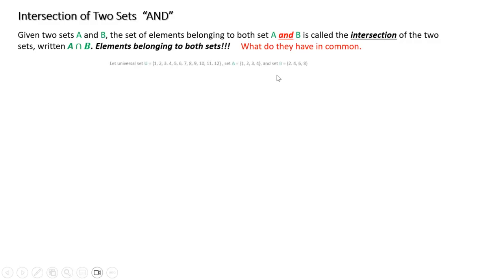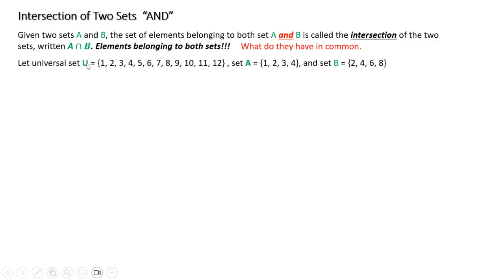So for example, this is my universal set. It's the numbers from 1 to 12. Set A is the numbers 1, 2, 3, and 4. And set B are the numbers 2, 4, 6, and 8. So find A intersects B. I'm going to go to A and B. What do they have in common? They have a 2, and they have a 4. So that's your answer. The elements 2 and 4.